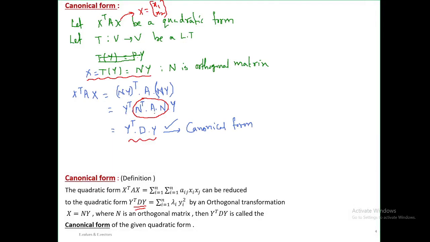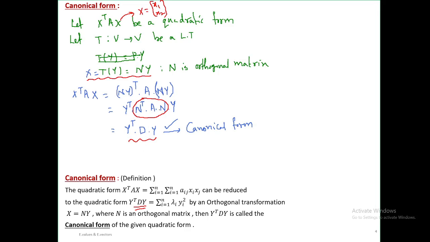A is already given. What is A? A can be obtained through the quadratic form. So A will be known, and N matrix I am computing already. Then I will compute this value. The product of these three matrices gives matrix D. So once D is obtained, the problem is over. I will multiply y transpose into D into y. That's it. This is my canonical form.